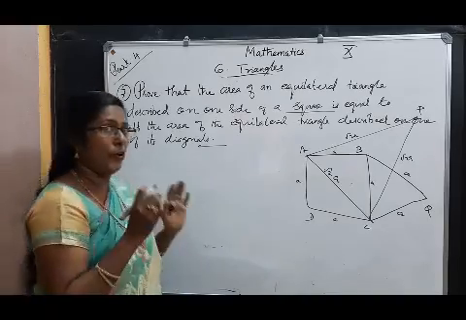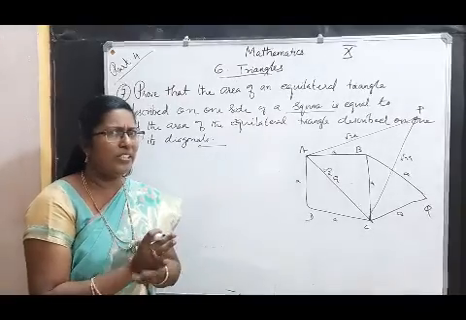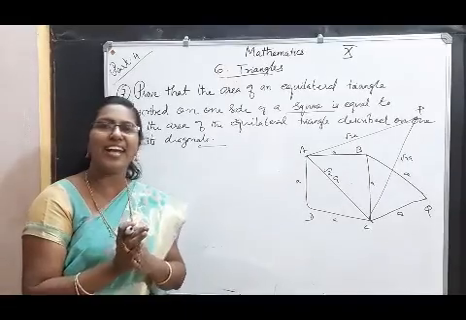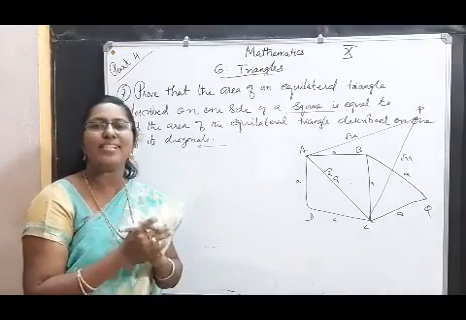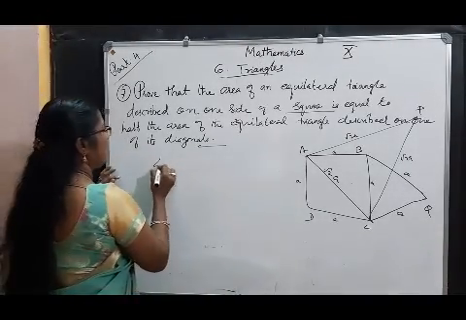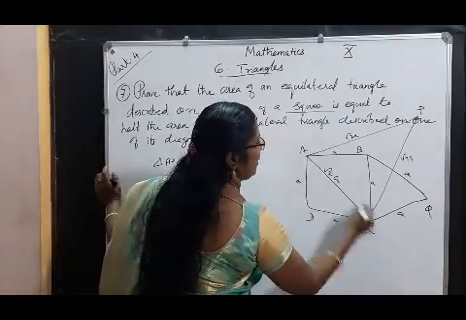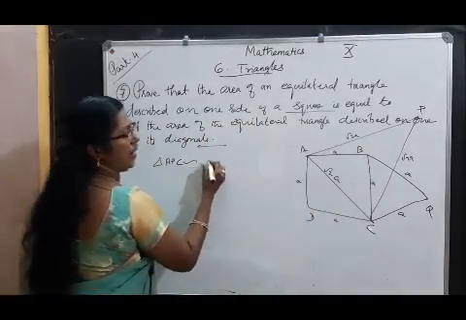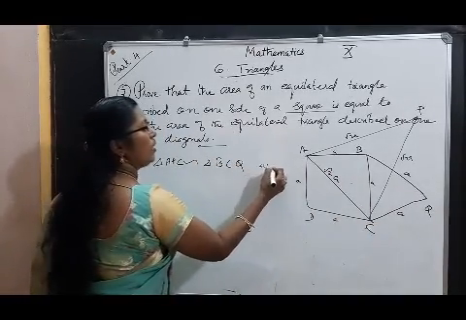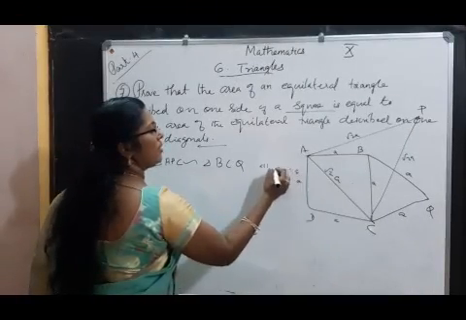We know that all the equilateral triangles are similar. By which similarity? Yes, all the angles of an equilateral triangle are 60 degrees. So by the AAA similarity criterion, all the equilateral triangles are similar. So we can write triangle APC is similar to triangle BCQ. All equilateral triangles are similar.